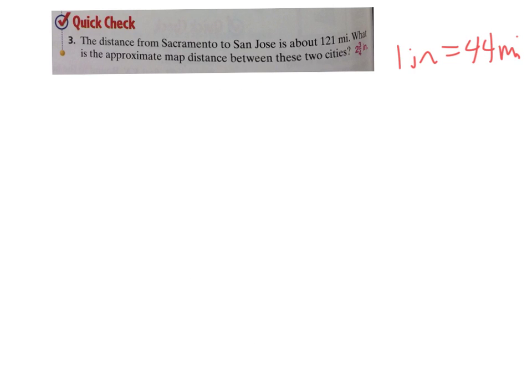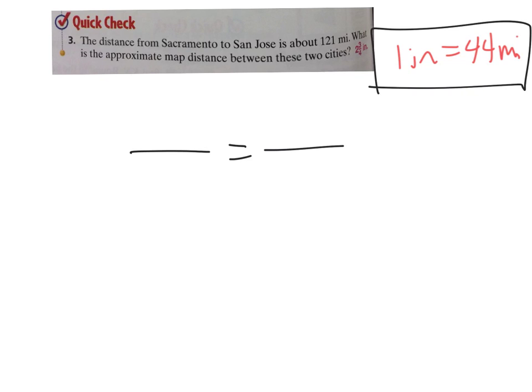Okay, so for this example, again, starting like this, and you can, again, go either direction. But remember, 1 inch is 44 miles, right? So we know that 1 inch is 44 miles. Okay, so this would be inches over inches, right? So we know that the distance from San Jose to Sacramento is about 121 miles. So we want to know how far would that be on the map. I don't know why you want to reverse that, but whatever. So the miles have to go over the miles in this case, and x inches.